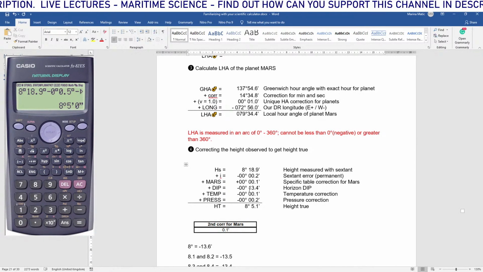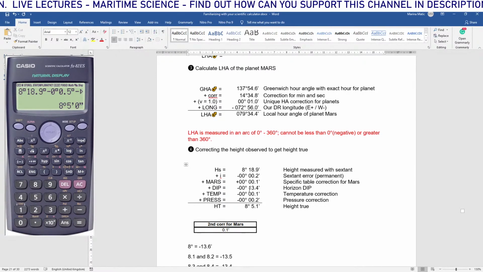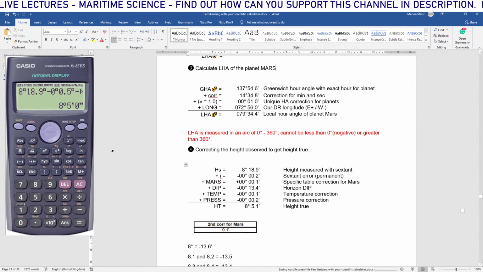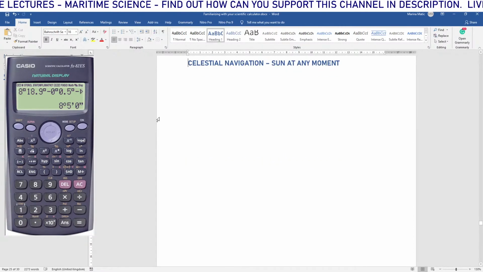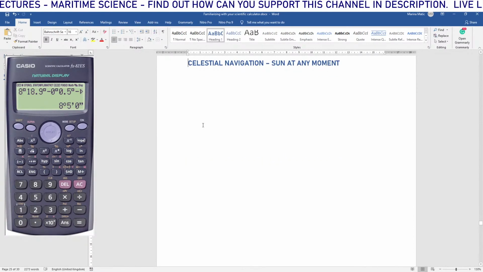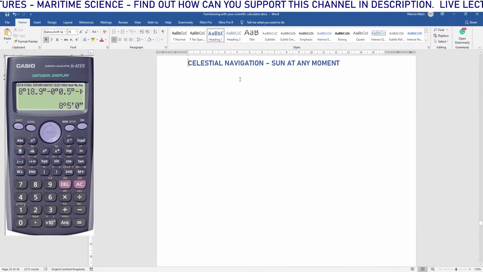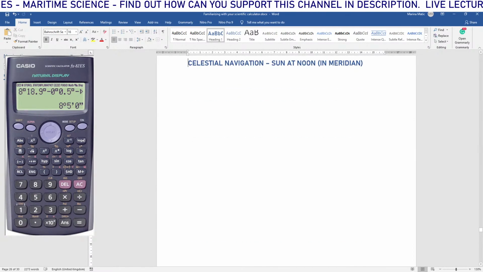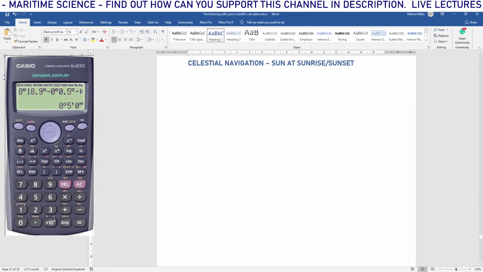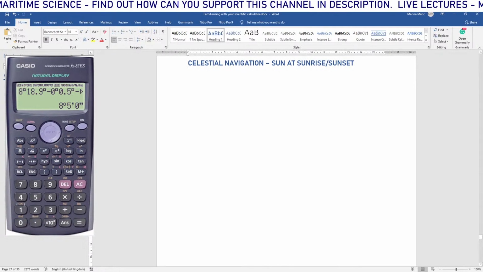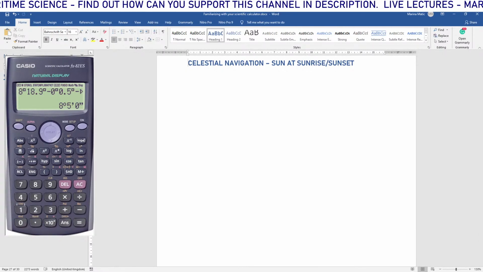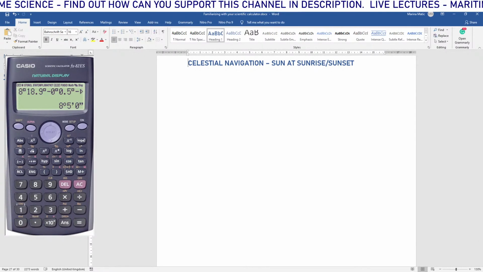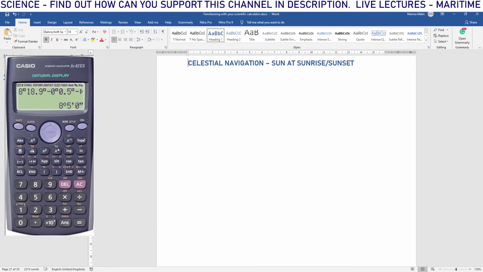We are finished. I will continue working on these two sections of the document, and tomorrow morning 10 o'clock I'm going to do the same thing like this for sun at any moment, sun at noon, and sun at sunrise and sunset. That's the schedule for tomorrow. So the same concept as today. I will work on my document and I will show you the step by step of calculation.